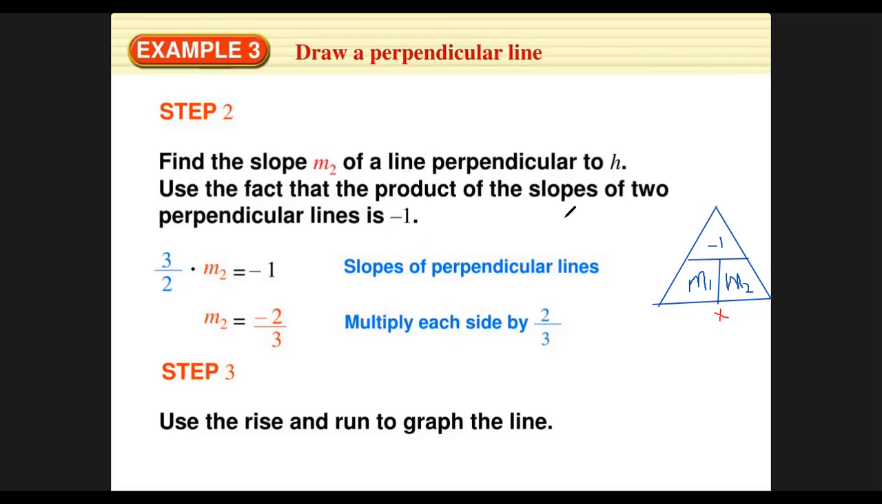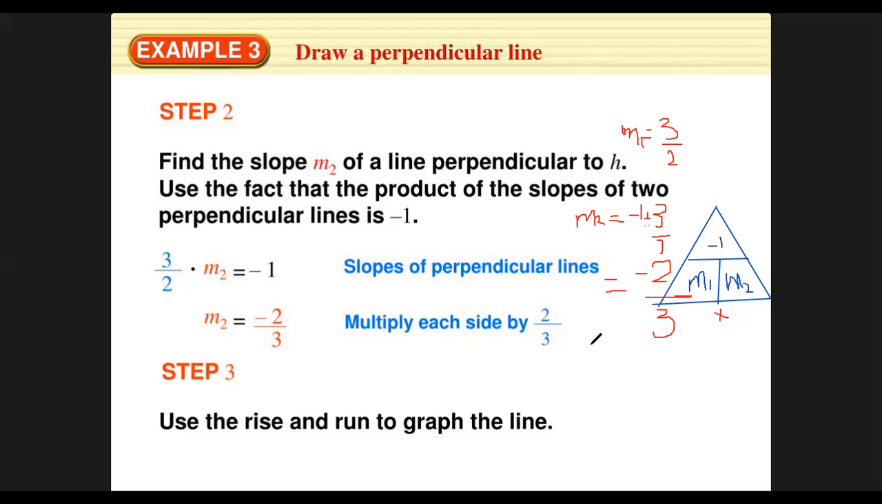Then we said at the beginning that M1 equals 3 over 2, and we are looking for M2. Then for M2 directly, you are going to divide negative 1 by 3 over 2. So the answer will be negative 2 over 3.